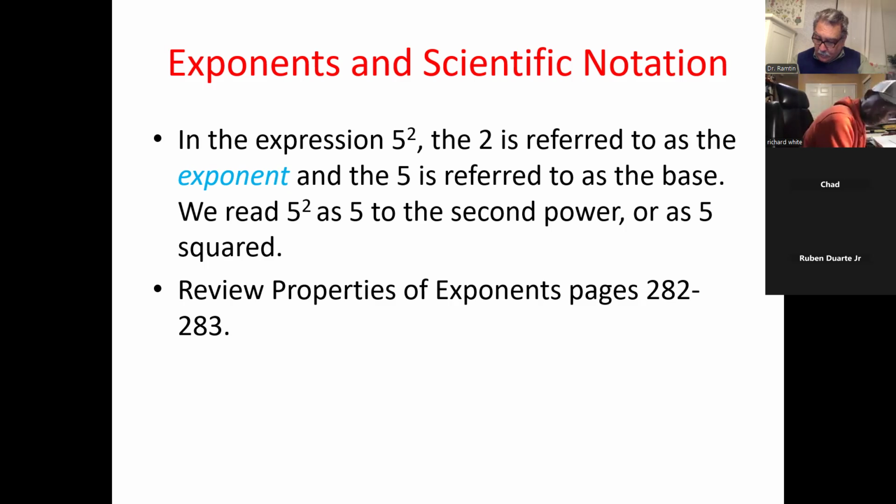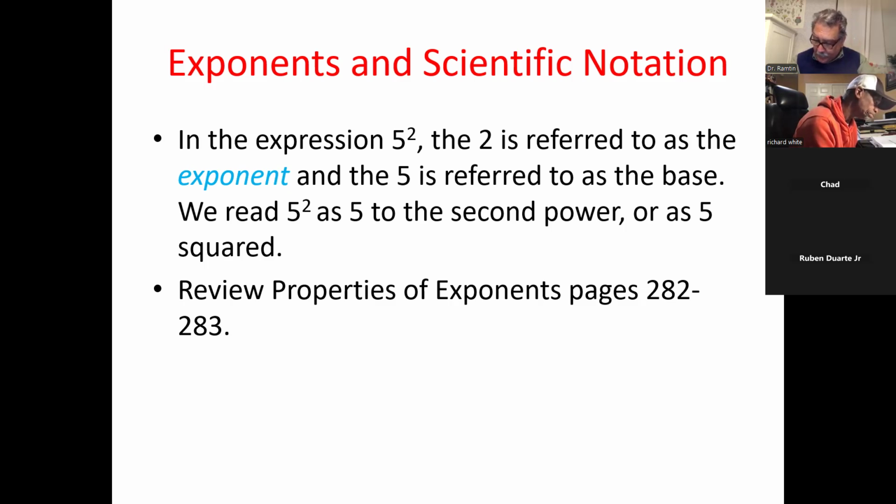On the same page, if you go further down, 4 to the power of 3 divided by 4 to the power of 5 is the same as 4 to the power of 3 minus 5, or 4 to the power of minus 2. Whenever you have a negative exponent, you can make it positive by taking it as a fraction. 4 to the power of minus 2 is the same as 1 divided by 4 to the power of positive 2.